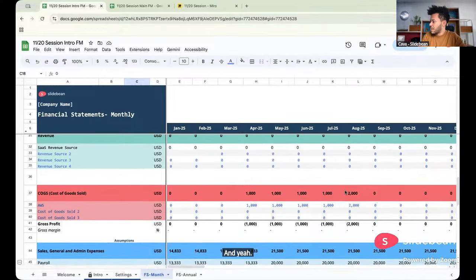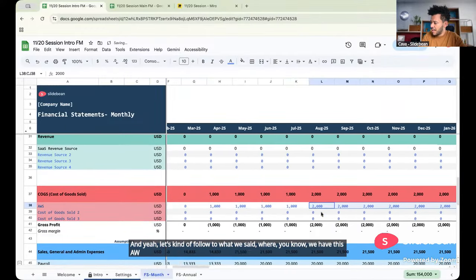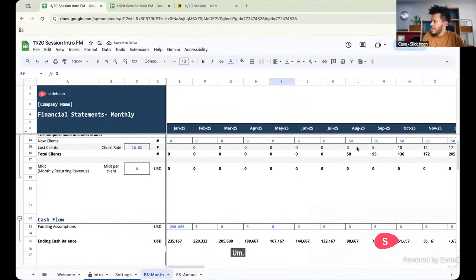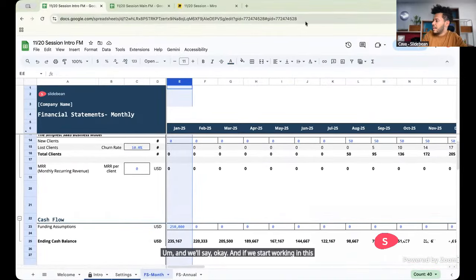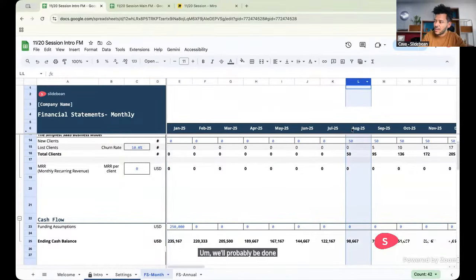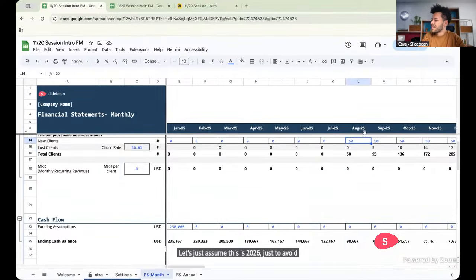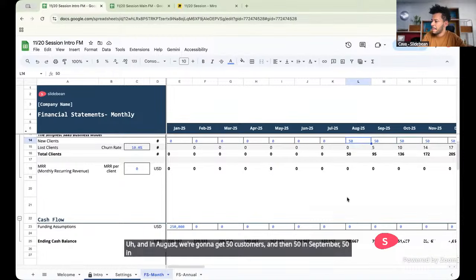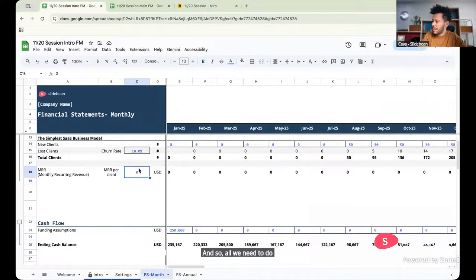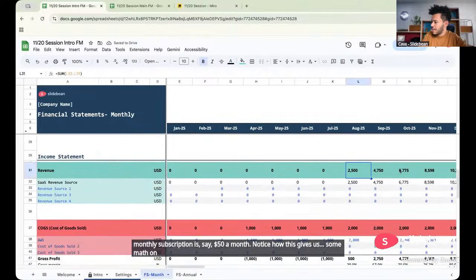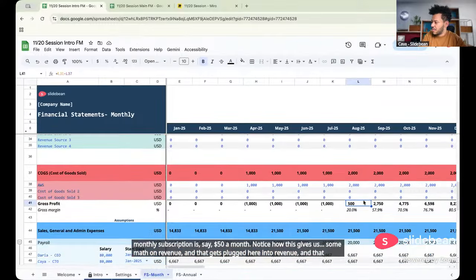And yeah, let's follow what we said, where we have this AWS expense, we're going to keep that. And we'll say, if we start working on this in January, we'll probably be done and ready to launch by August. Let's just assume this is 2026, just to avoid confusion. Okay, so we'll probably launch by August. Great. And in August, we're going to get 50 customers, and then 50 in September, 50 in October, and so on. And so all we need to do here is say, if our monthly subscription is, say, $50 a month, notice how this gives us some math on revenue, and that gets plugged here into revenue, and that gets plugged here into gross profit.